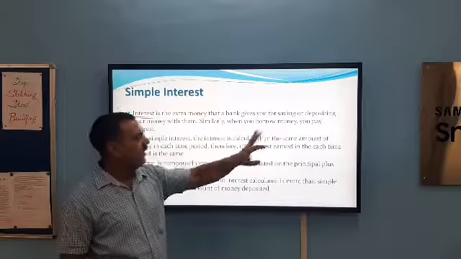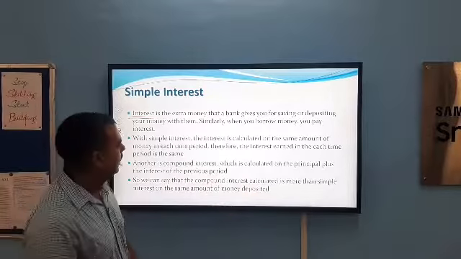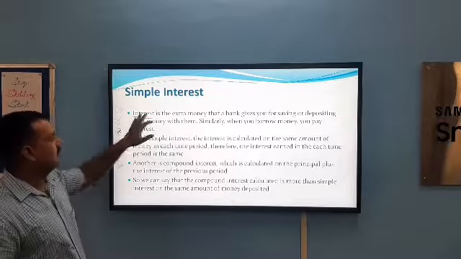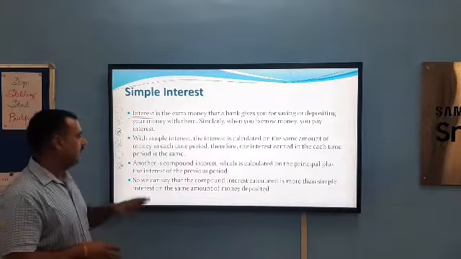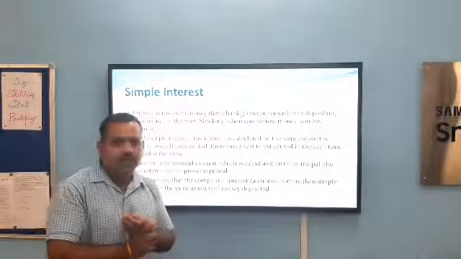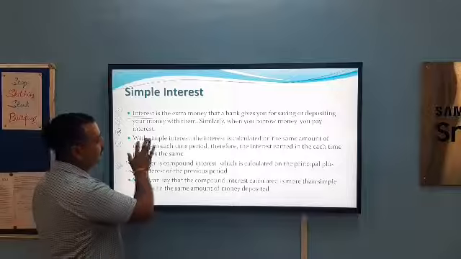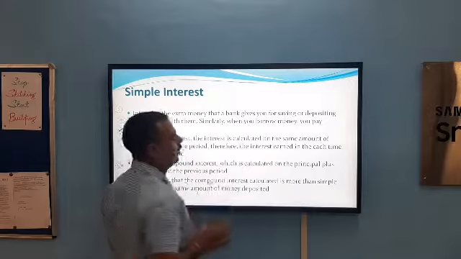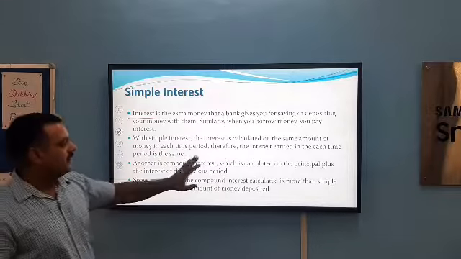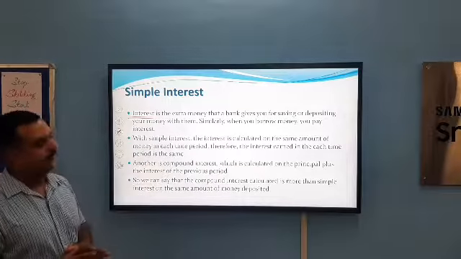Similarly, when you borrow money, you pay interest. Sometimes we borrow money or we give money to others. Then again we collect some extra money or we give some extra money, which is known as interest. Basically, interest is of two types: first is simple interest and another is compound interest. In this class we study only simple interest. With simple interest, the interest is calculated on the same amount of money in each time period. Therefore, the interest earned in each time period is the same.